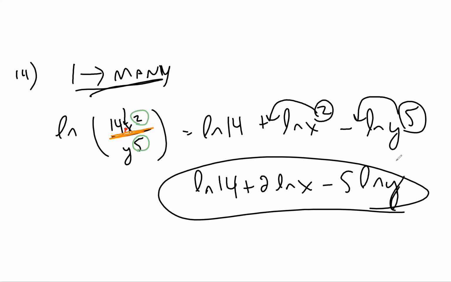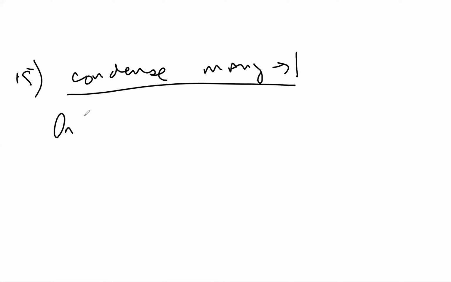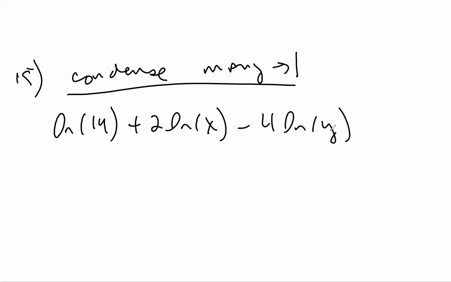So then number 15, we're going in reverse. We're going to be given many, and we're going to turn it into one. We're going to condense it. Okay. So here we go with 15. So we need to condense, so we need to go from many to one. And here's the problem: we have the ln of 14 plus 2 ln of x minus 4 ln of y.